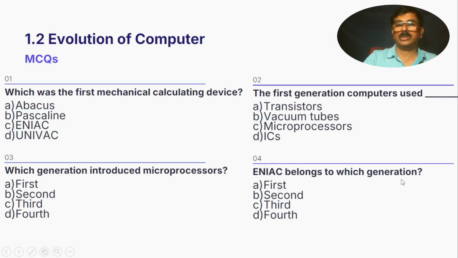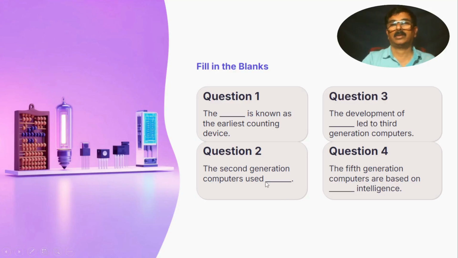ENIAC belongs to which generation? ENIAC belongs to first generation, since it was developed nearly in 1940s. Fill in the blanks. The dash is known as the earliest counting device. The earliest, nearly in 500 BC, there was abacus.